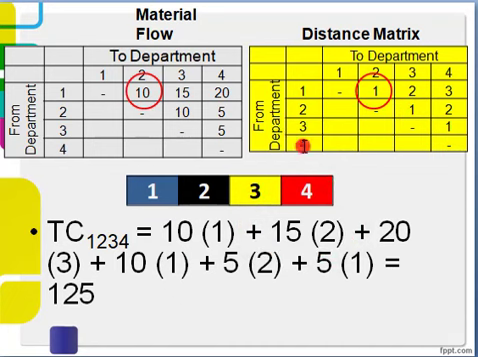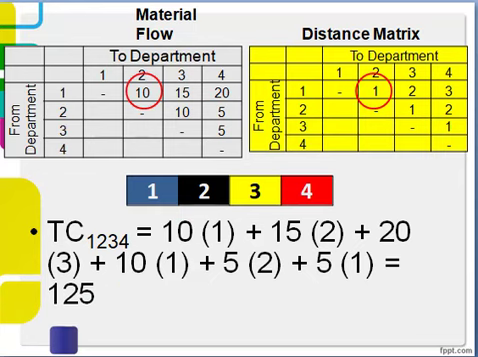Okay, so the total calculation should be kept as the first iteration. In this case, I have 125. Just continue to multiply: 10 times 1 plus 5 times 2, and the last is 5 times 1, and then we got 125. So we keep this as the first total cost of this layout.